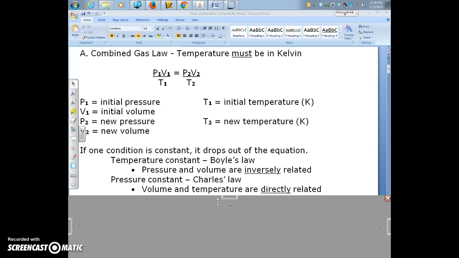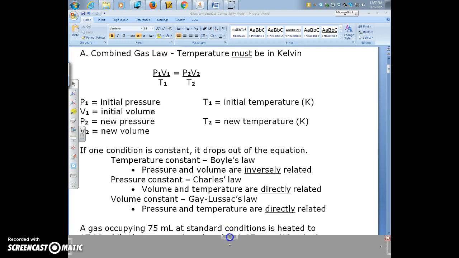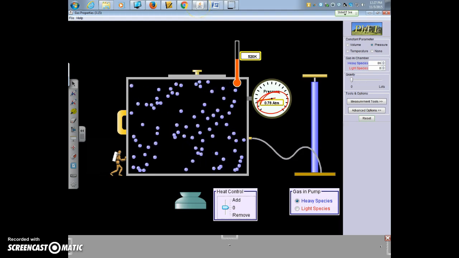The last one is where we have volume constant. That would be like a rigid container, like a spray paint can. That container is very rigid and cannot move. So that's Gay-Lussac's law. Yes, that is a pretty unfortunate name, but it is what it is.